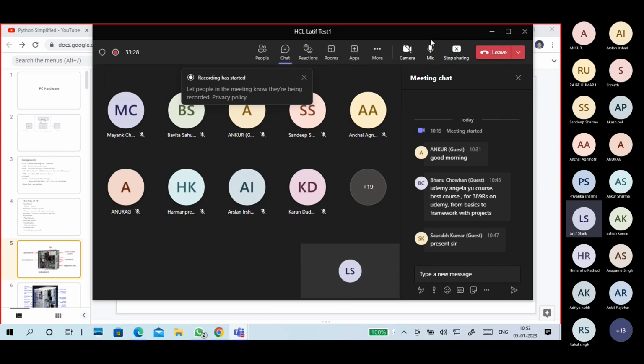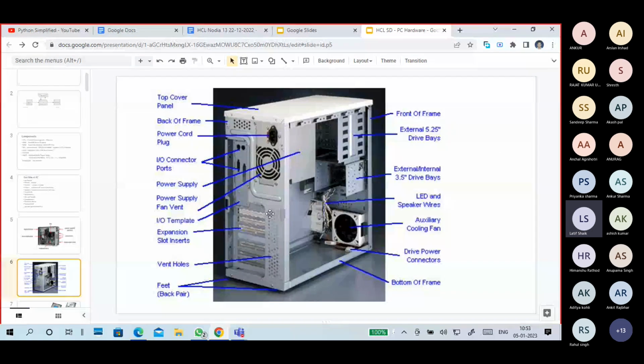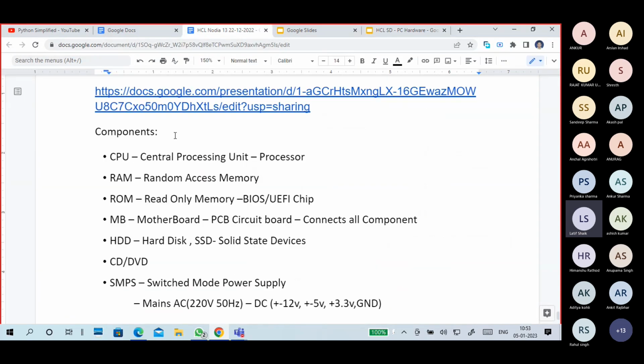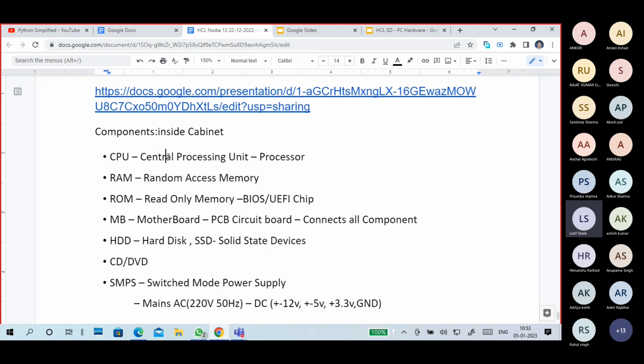Okay, this is a cabinet. This empty one, we call it a cabinet. Inside this cabinet, we have different components. So first of all, the list of components inside a cabinet.